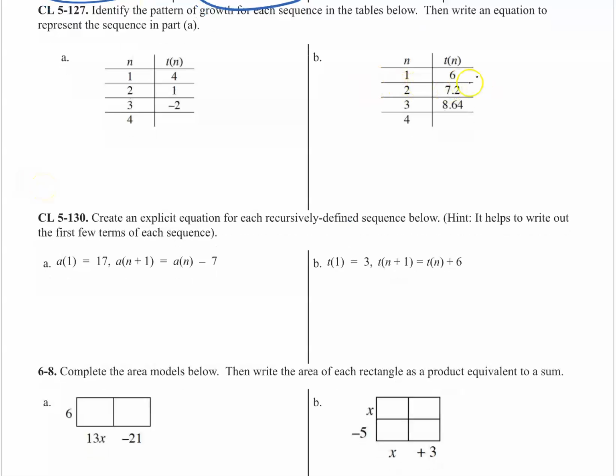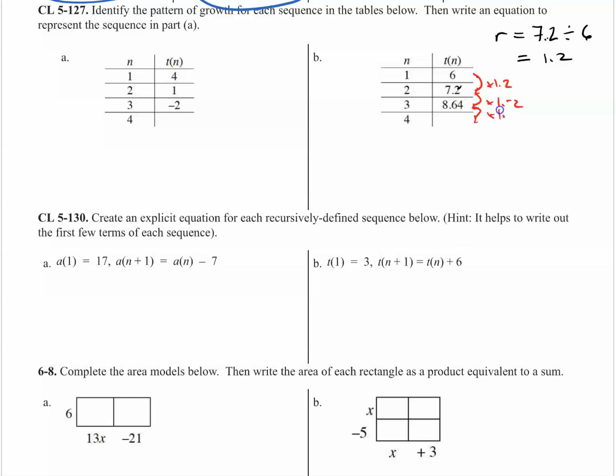B doesn't look arithmetic because there's decimals and it doesn't look like a constant is added every time. So let's try division. Remember, the trick for finding a multiplier is to take the second number, 7.2, and divide by the first number, which in this case is 6. That's going to be 1.2. So now let's test this out. 6 times 1.2 is 7.2. 7.2 times 1.2 is 8.64, so it matches.